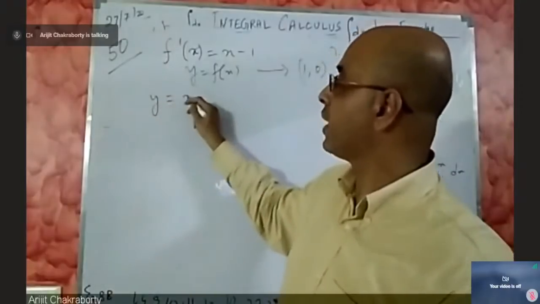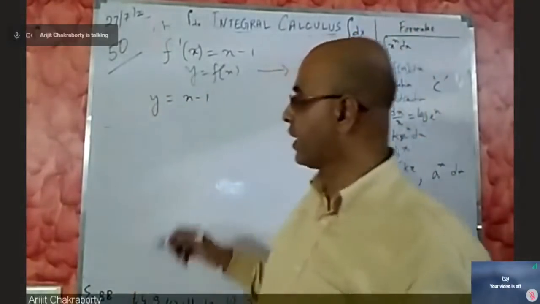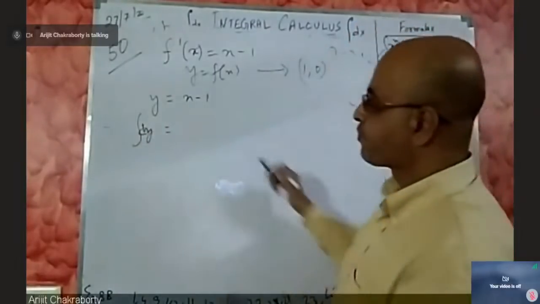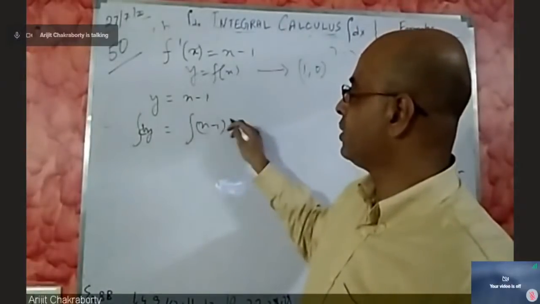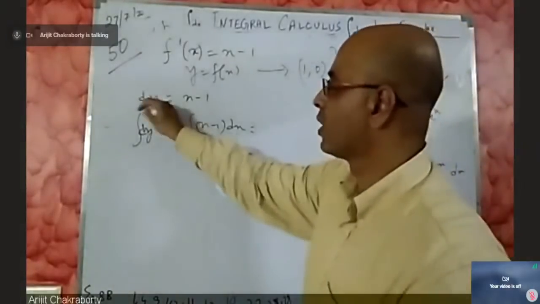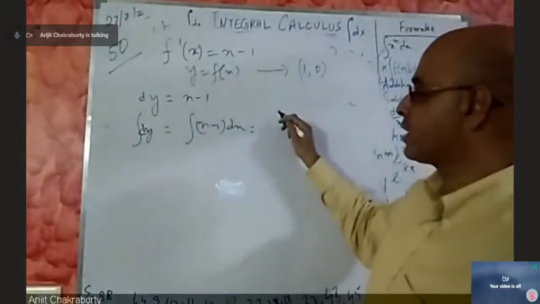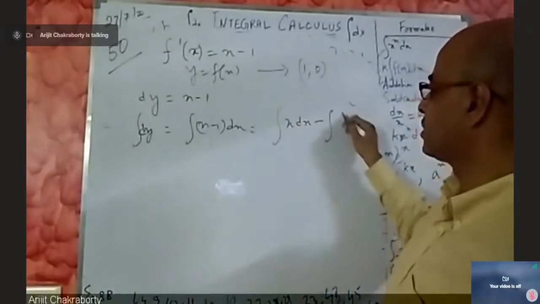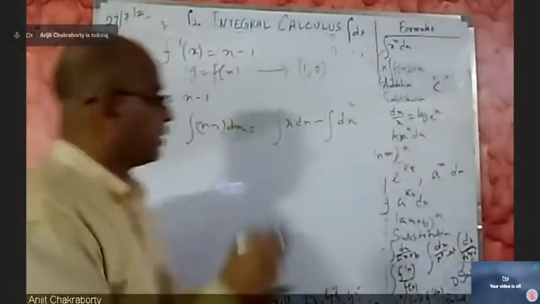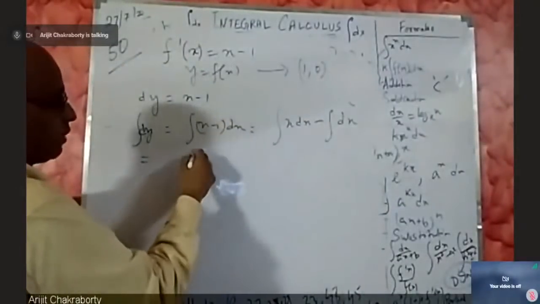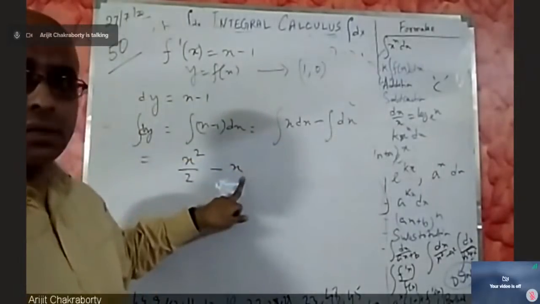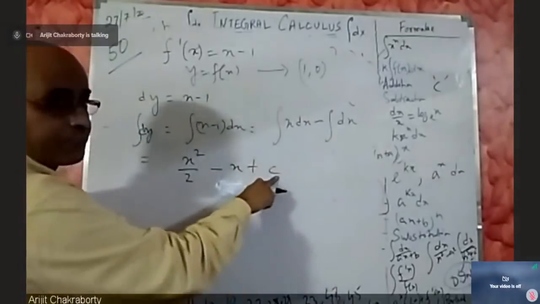So dy/dx is equal to x minus 1. We integrate both the sides. So integration of dy is equal to integration of (x minus 1) dx. x minus 1 dx means x dx minus dx. Integration of x dx can be simplified, it becomes x square by 2, minus x, integration of dx is x, plus the constant c.